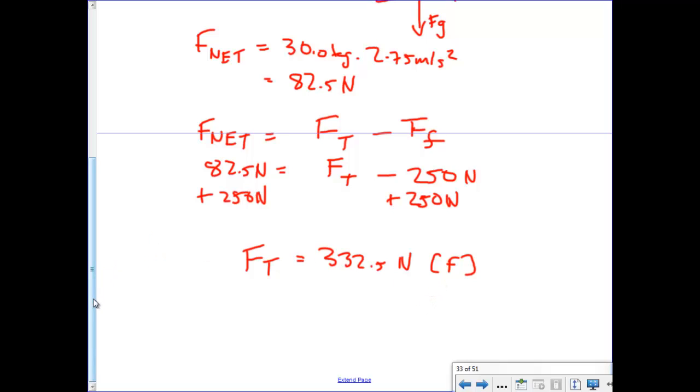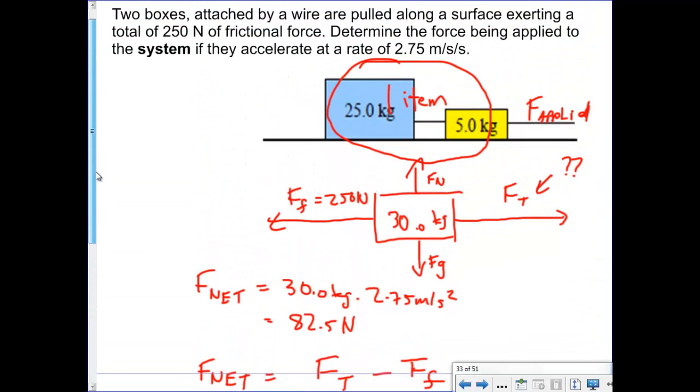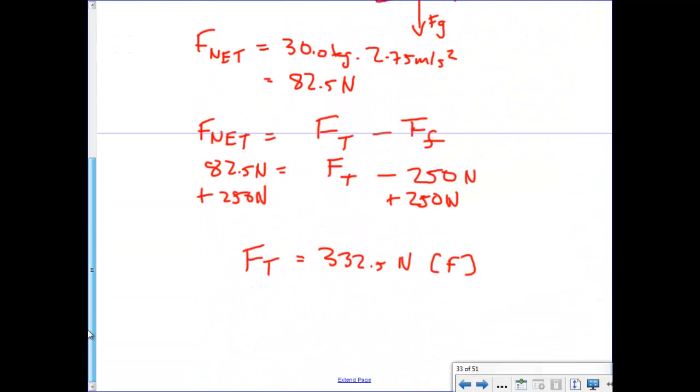I have to do sig digs still though, because I don't think I get 4, do I? 3. So 333.